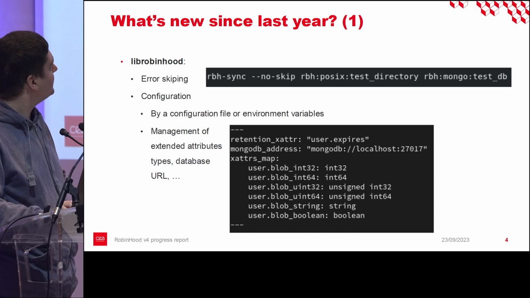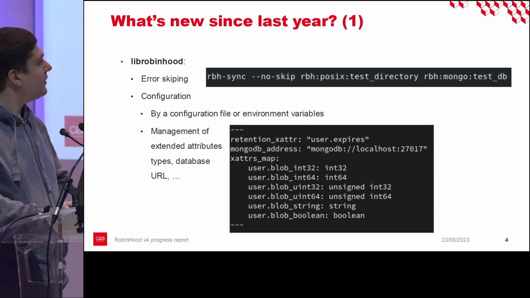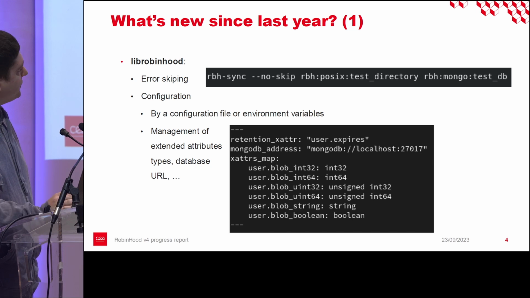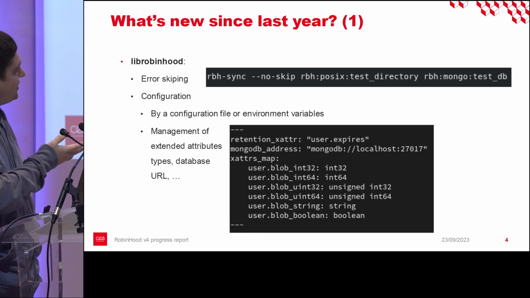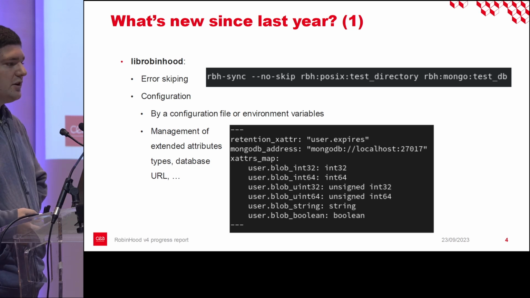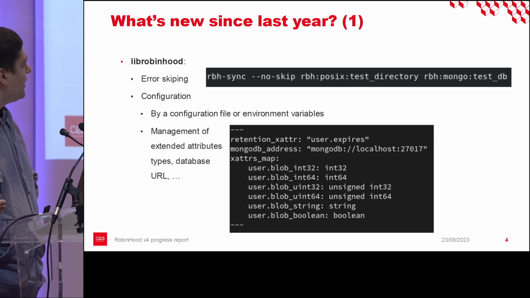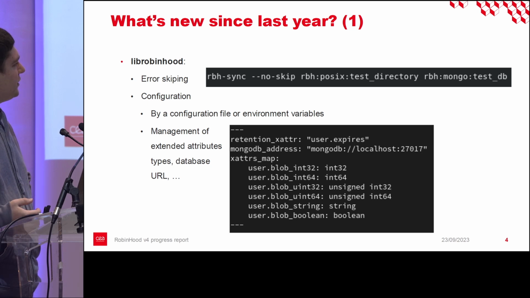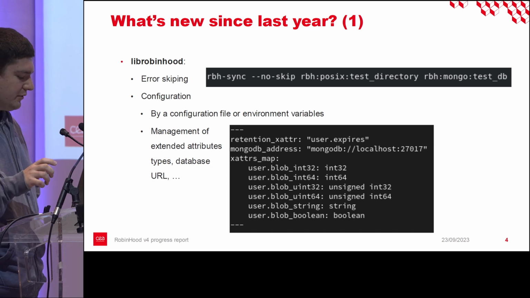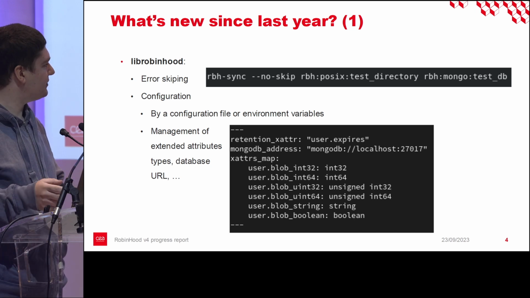Next, we added the configuration of the tool. This is done either through a configuration file or environment variables. And with this, we can manage currently a few things, mainly, for instance, the MongoDB address, so where the database is stored, so that we can target distant databases that are not on the same node. And also, for instance, here, the types of the extended attributes. This is done with this map that will map a name of an attribute to its type.